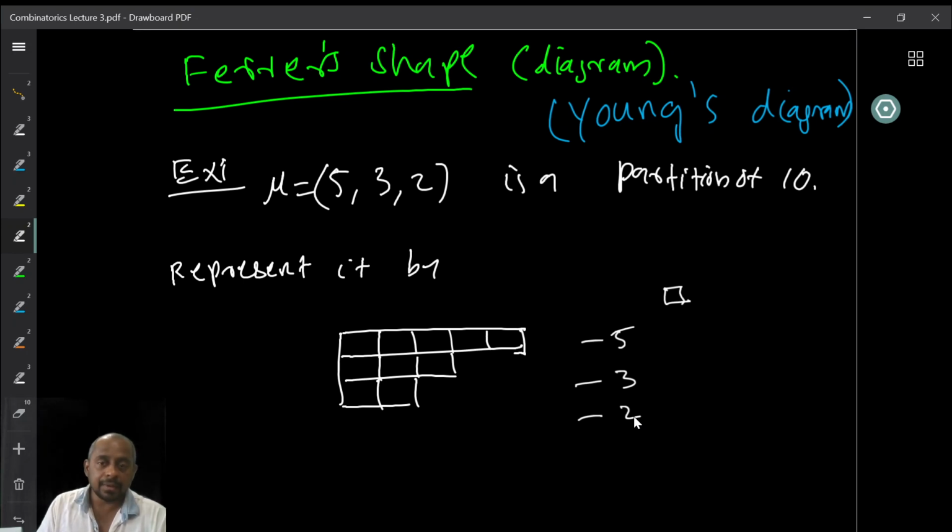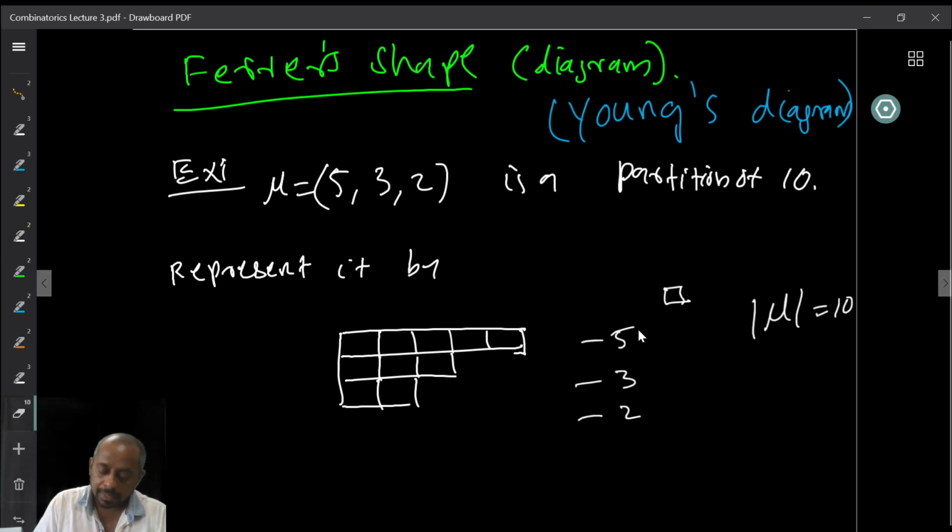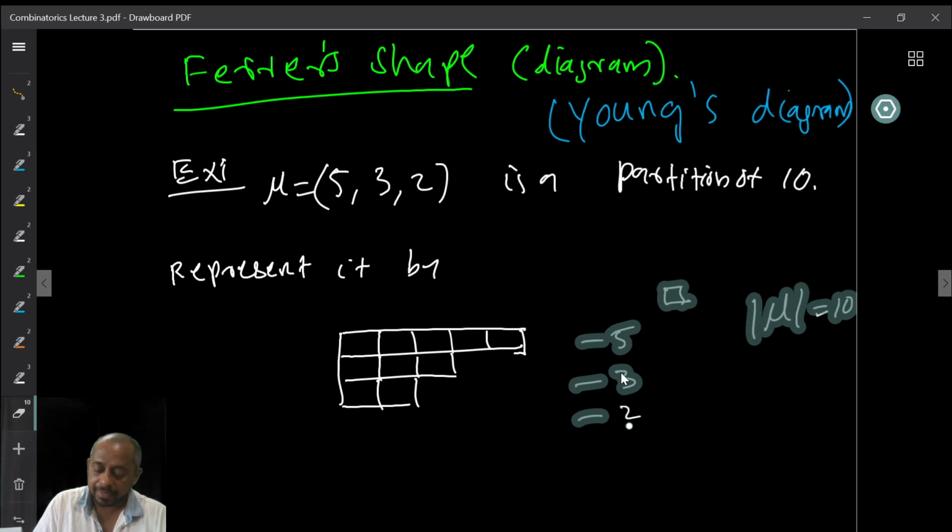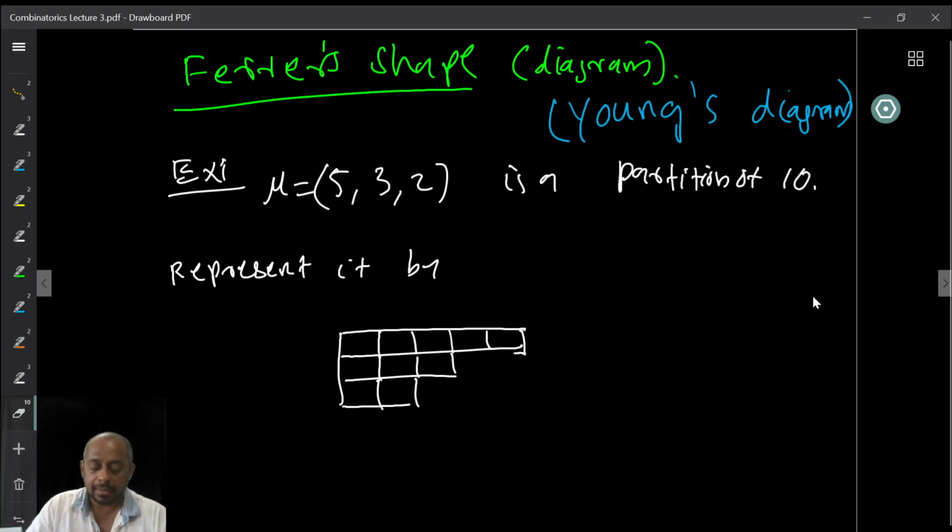So the area of this figure is now 10 unit squares, and that is why, like we said, the area of mu is equal to the number that it is partitioning. So if you are looking at a Ferrers shape, the number of unit squares defines the area, and that is the reason we call the size of mu the area of mu. So here is the figure that partitions 10.